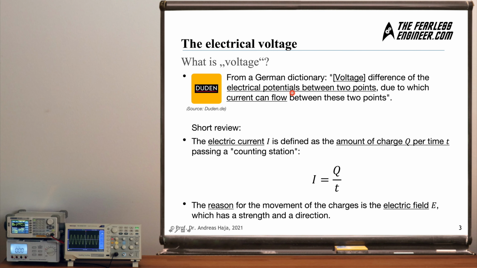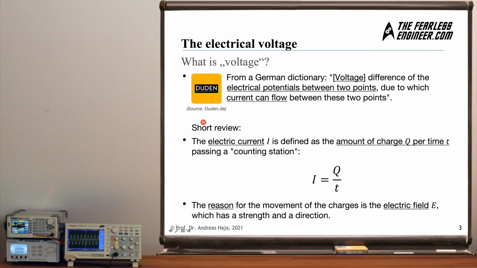Now let's start with a broad definition of the term voltage. If you take this excerpt here from a German dictionary, we can say that voltage is described as the difference of the electric potentials between 2 points. And due to this difference, current can flow between these 2 points. So voltage is the driving force behind the movement of charges in space or in a circuit, in a conductor. That's the important takeaway from this definition here.